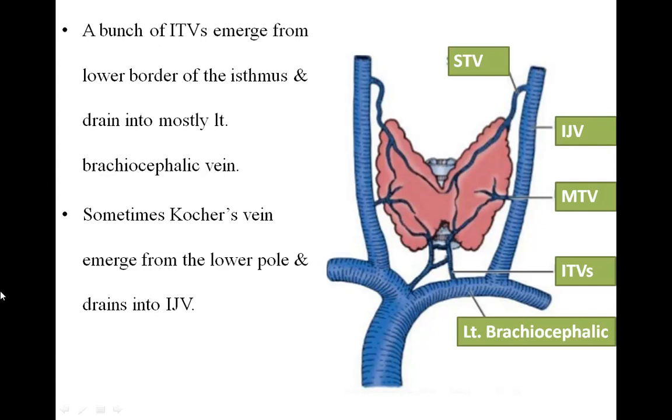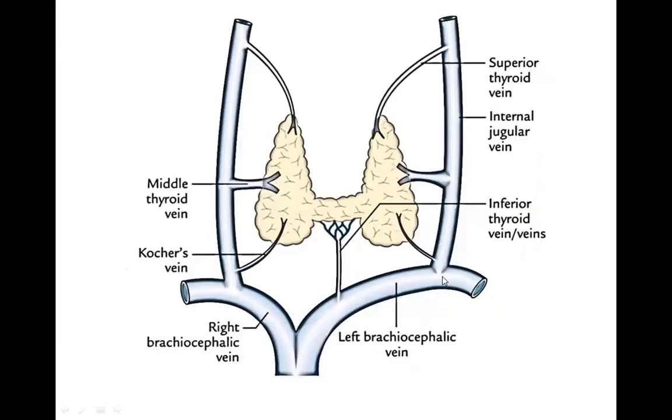So here is the superior thyroid artery, the superior thyroid vein, and here is the internal jugular vein. Here is the middle thyroid vein, and here is the inferior thyroid vein, which directly drains into the left brachiocephalic vein. And here you can see Kocher's vein, okay, from the lower pole of the thyroid gland.